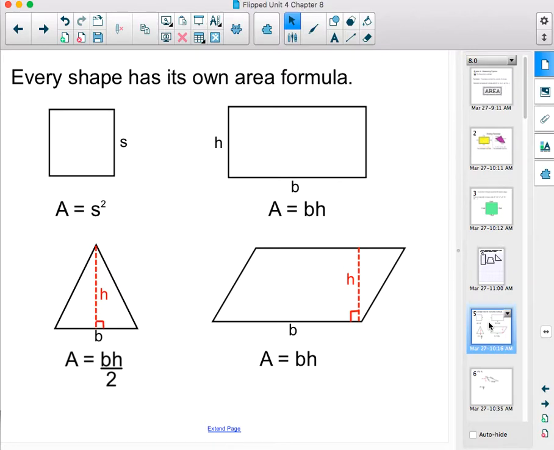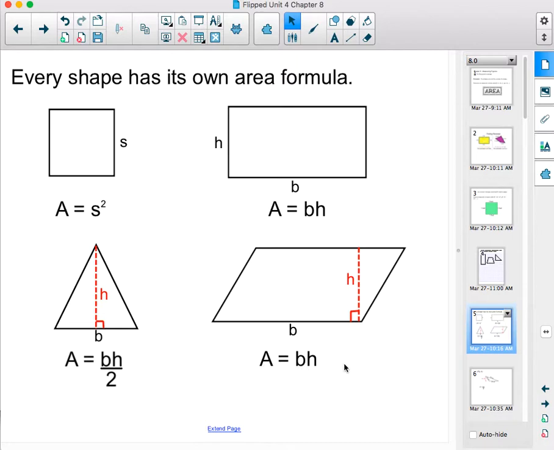I'd like you to pause the video and copy down these formulas and make sure you understand which shape goes with which formula. So pause the video now and copy your formulas down. Okay, hopefully you've unpaused the video, you have all your formulas copied down. Let's talk for a second. This is a square. Area of a square is A equals side squared. Area of a rectangle is area equals base times height. Area of a triangle is area equals base times height divided by 2.